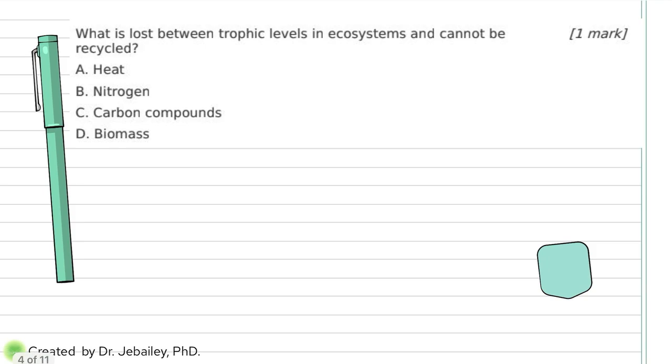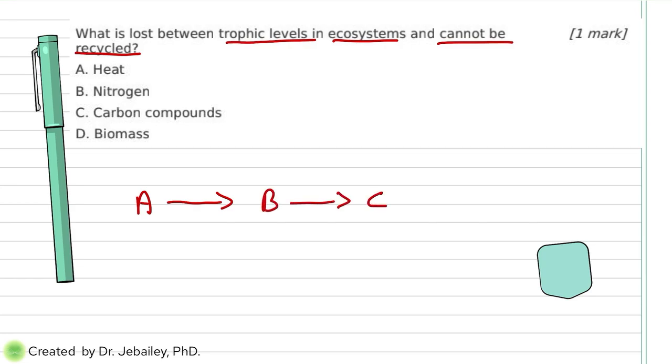Moving on, it says: what is lost between trophic levels in the ecosystem and cannot be recycled? When we talk about what cannot be recycled, that means it's lost in the sense of energy. For example, an organism A goes to B, goes to C, and then goes to D. One thing that is lost in the middle of the process is heat, as 90% is lost. However, the nitrogen and the carbon compounds, which are basically carbs, proteins, and the biomass, which is basically the weight with the carbs and proteins.